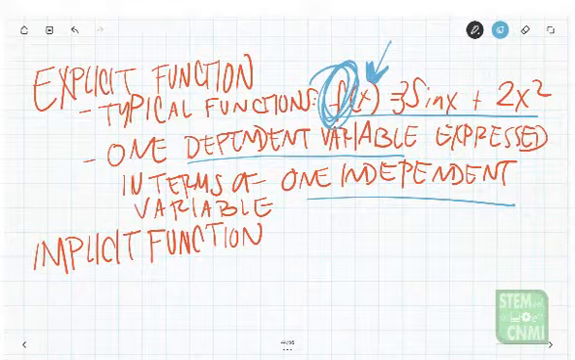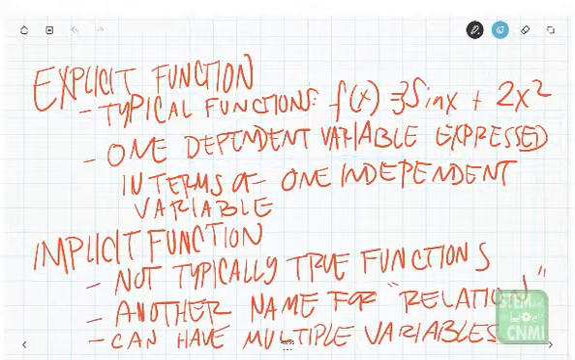On the other hand, we are now going to start talking about implicit functions as well. And implicit functions are not typically going to be true functions. It's really just another name for a relation, which is a term that you've probably used when you talked about the definition of a function in your pre-calculus classes. And one of the important features of implicit functions is that they can have multiple variables.